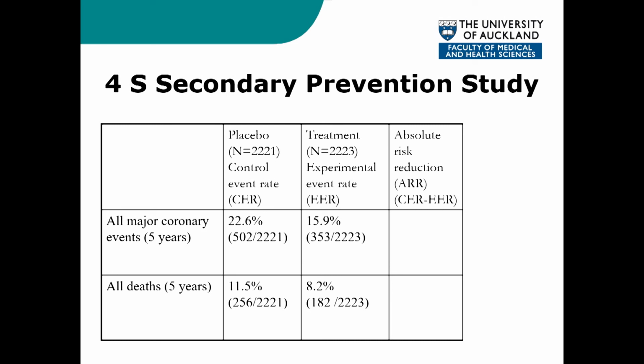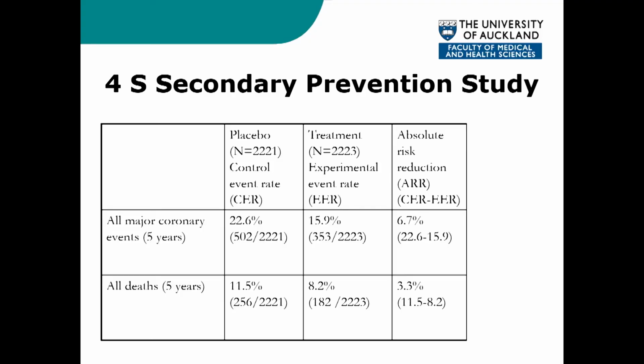And then we've got the absolute risk reduction, which is a subtraction of those two numbers. And then down below, we've got the number of deaths. So 11.5% in the placebo group and 8.2% in the intervention group. So the number of events is much higher than the deaths. Deaths are a less common event than an event. An event would be another heart attack, an angina attack, a heart failure attack, an arrhythmia attack.